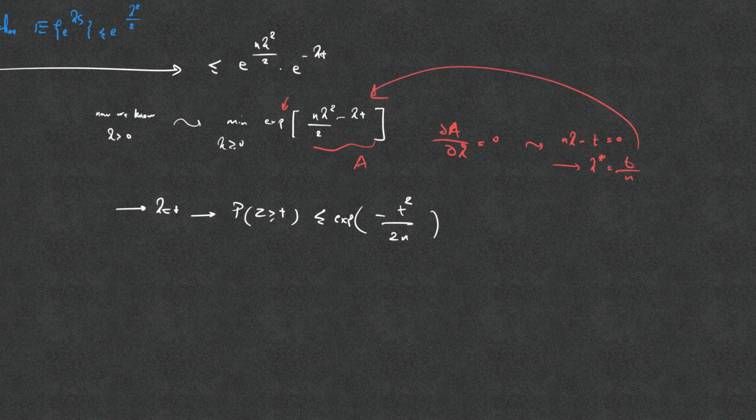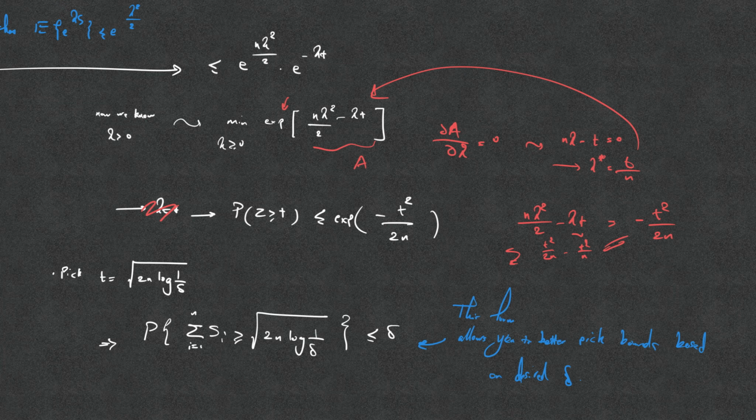Then you would put this back in the equation. What you will end up having is nλ²/2 minus λt, which becomes minus t²/2n, given that this becomes t²/2n and this one becomes t²/n, and the difference would give you this. Now let's say you want to talk in terms of probability δ. If you pick t being the square root of 2n log(1/δ), then the probability of this summation being larger than or equal to this t is less than or equal to δ. So this is for when you want to talk in terms of probabilities.